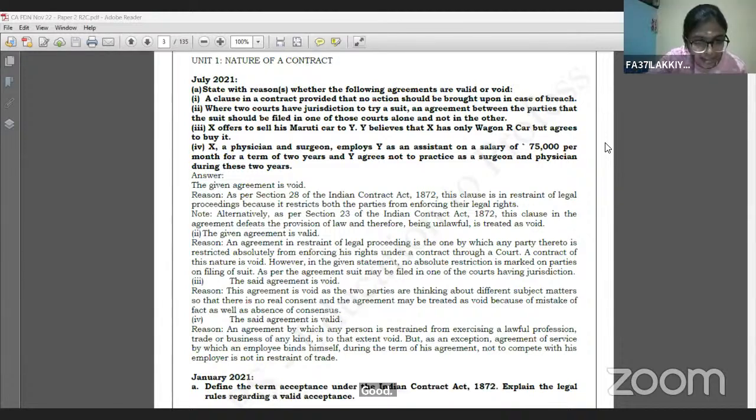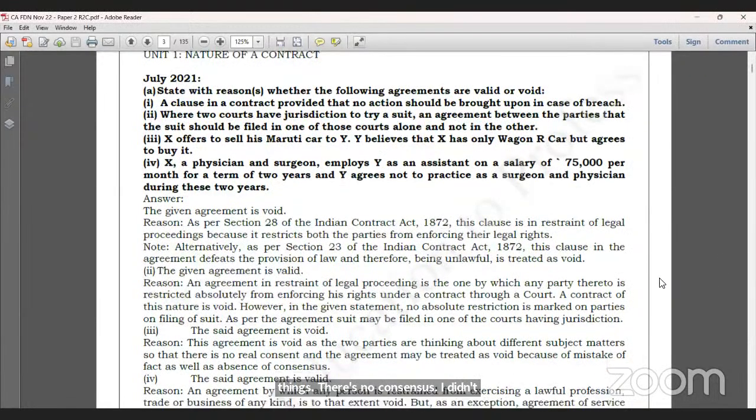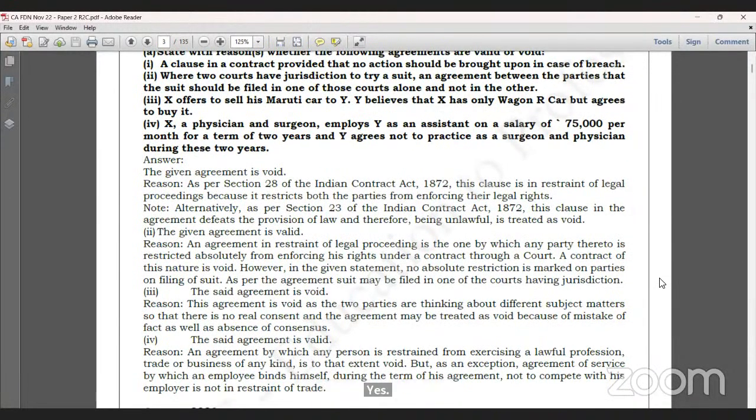Yes, sir. The said agreement is void. Reason: this agreement is void as the two parties are thinking about different things. There's no consensus ad idem. Remember, I told you, bilateral mistake. Correct. I am thinking of selling my white horse. You are thinking of buying my black horse. I've given you this example so many times.